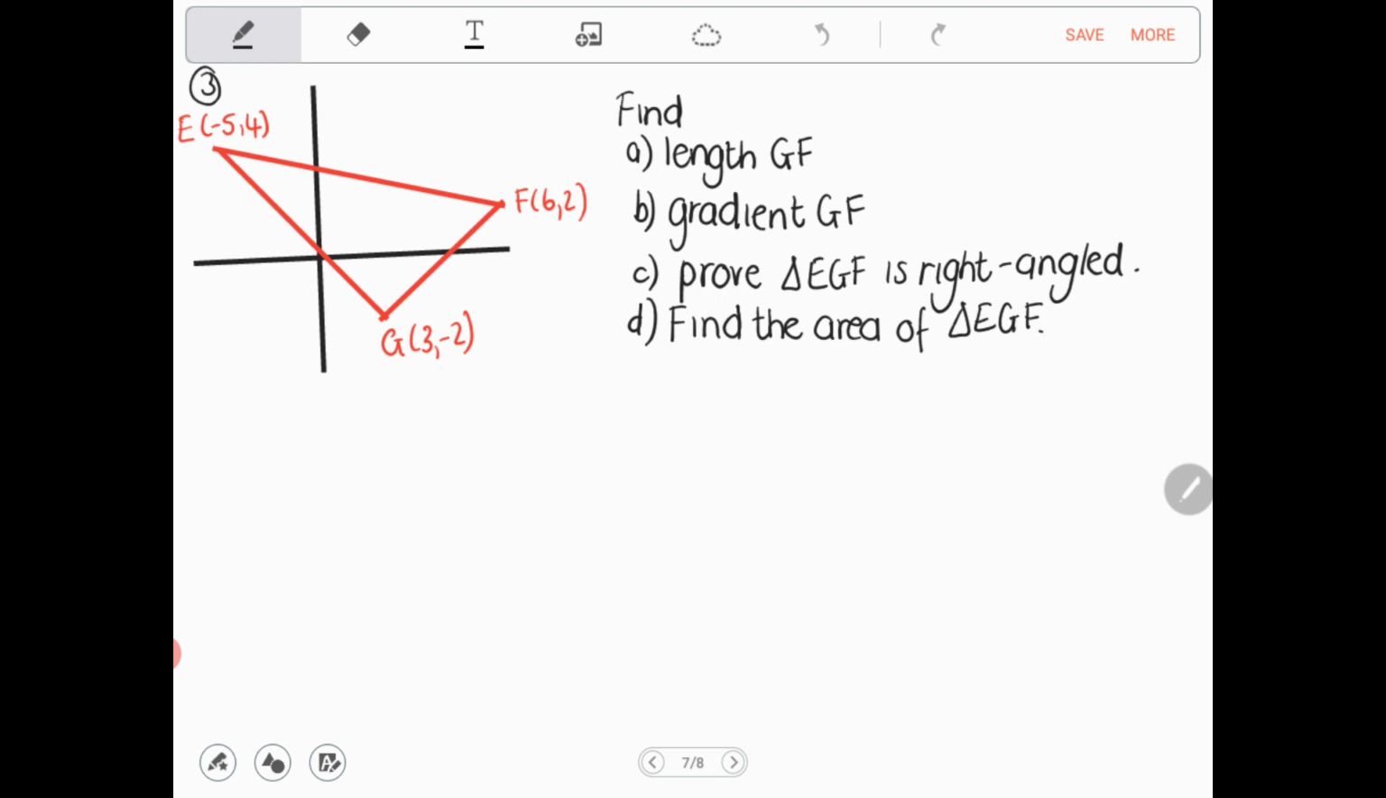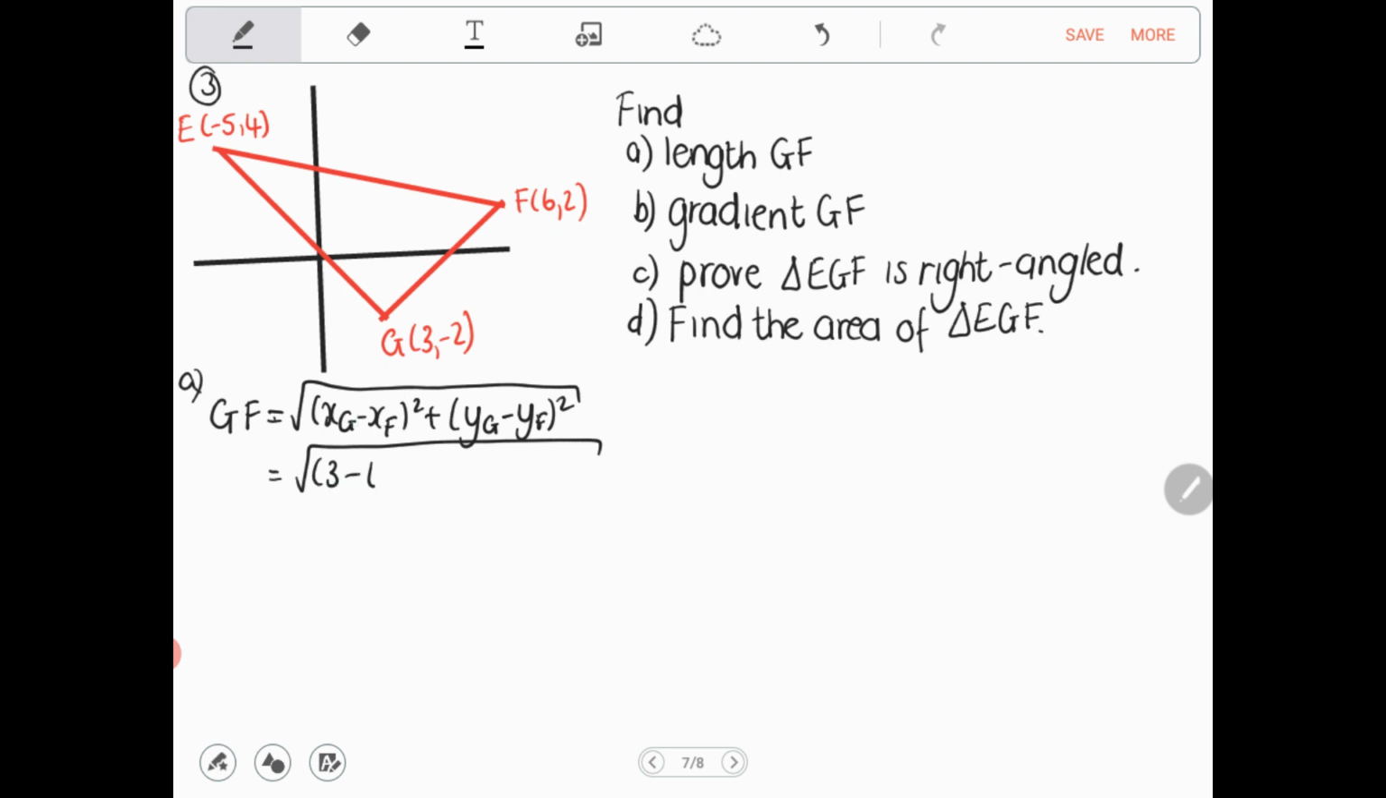Okay, finally, we're just looking at a triangle quickly. All right, so quick revise. Find the length of GF. All right, so remember your distance formula. Just a quick reminder: it's x at G minus x at F, squared, plus the y at G minus the y at F, squared. All right, so what are these going to be equal to? We can see G, here it is. So it's going to be 3 minus 6, squared, plus the y at G, -2 minus 2, squared.